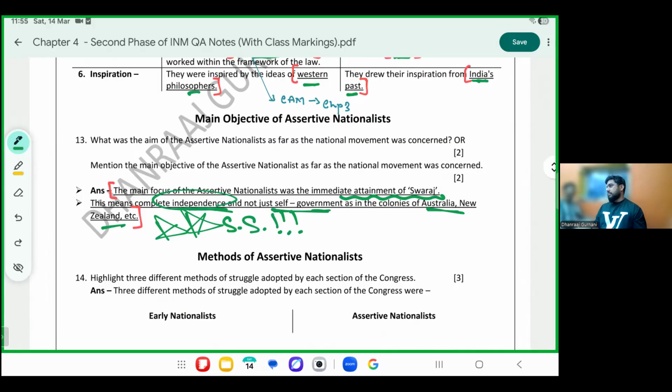Many factors play a part in that. One of them is their color also. White. We are not white, so we said no. No, there are multiple other factors also, not only color. There are various other factors. That was what their thought process was. Our thought process under the assertive was complete independence, nothing short of independence. Sure? Yes.